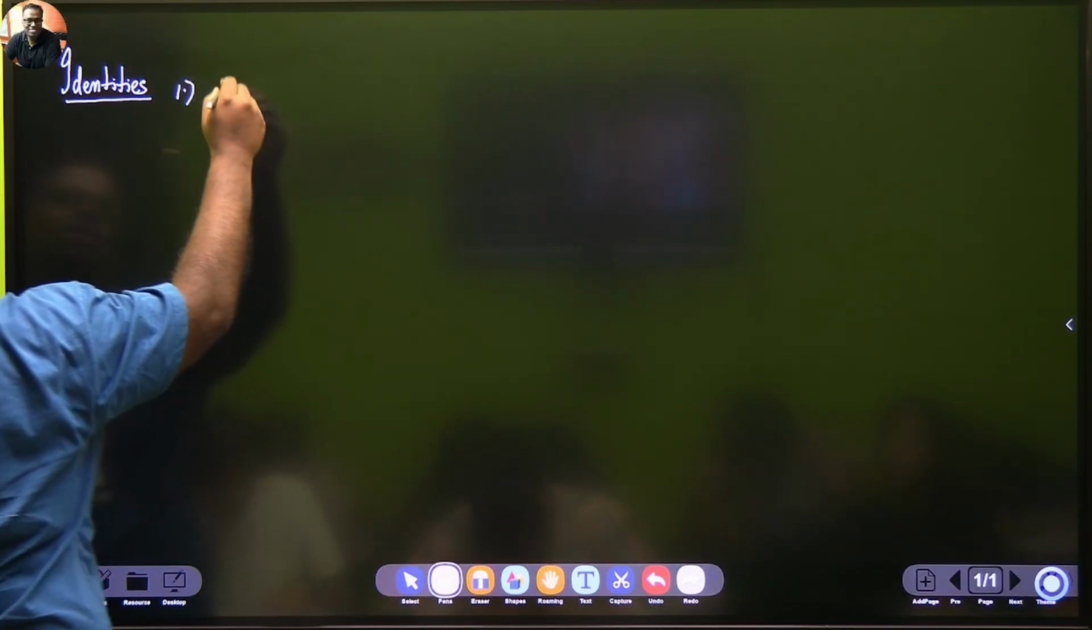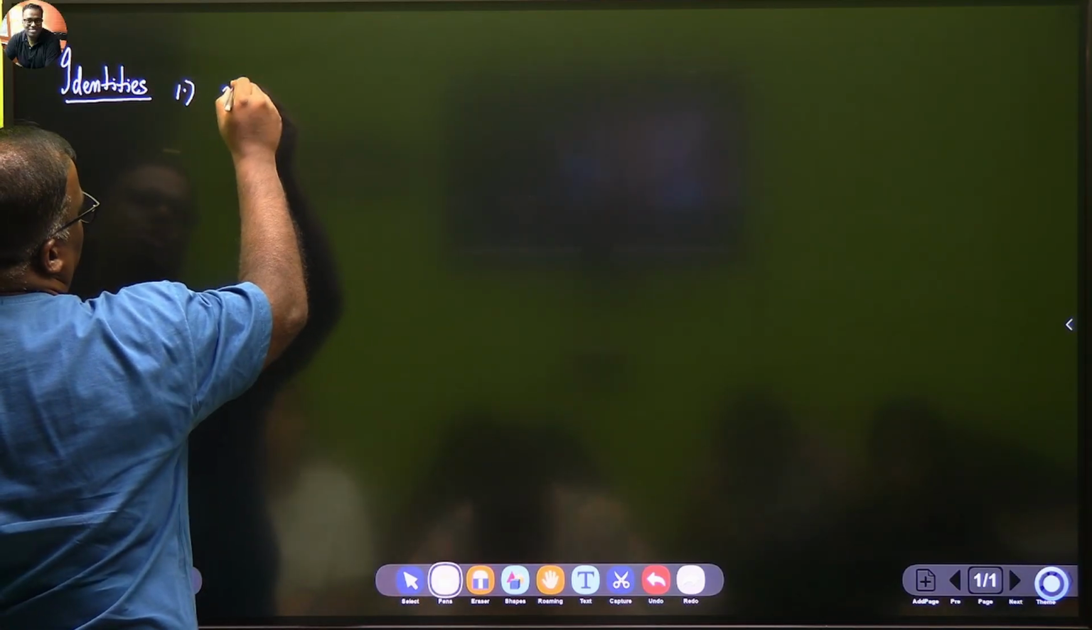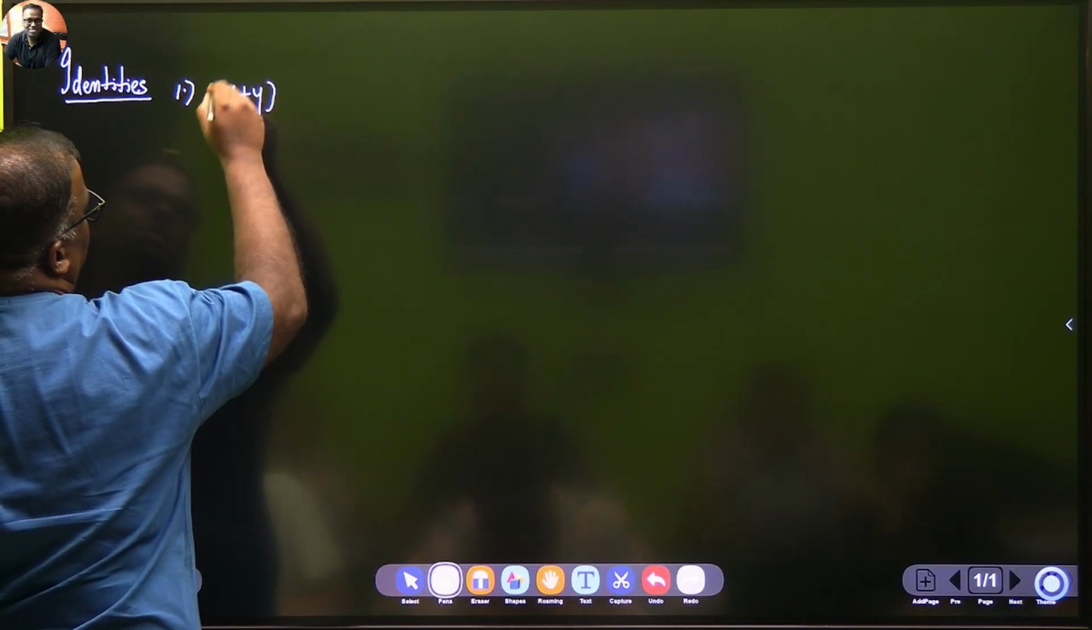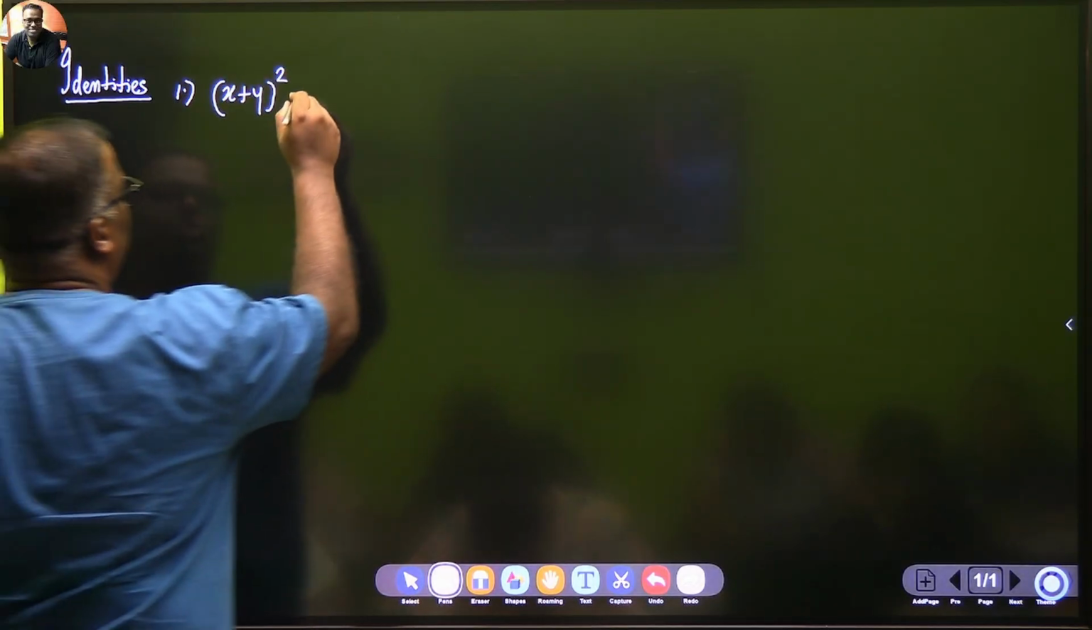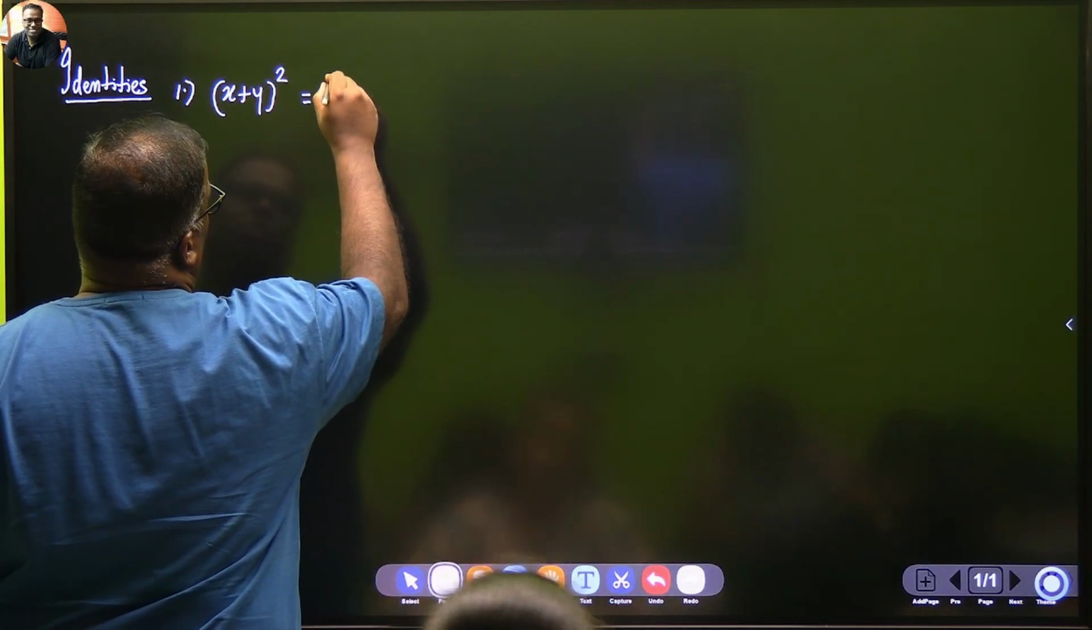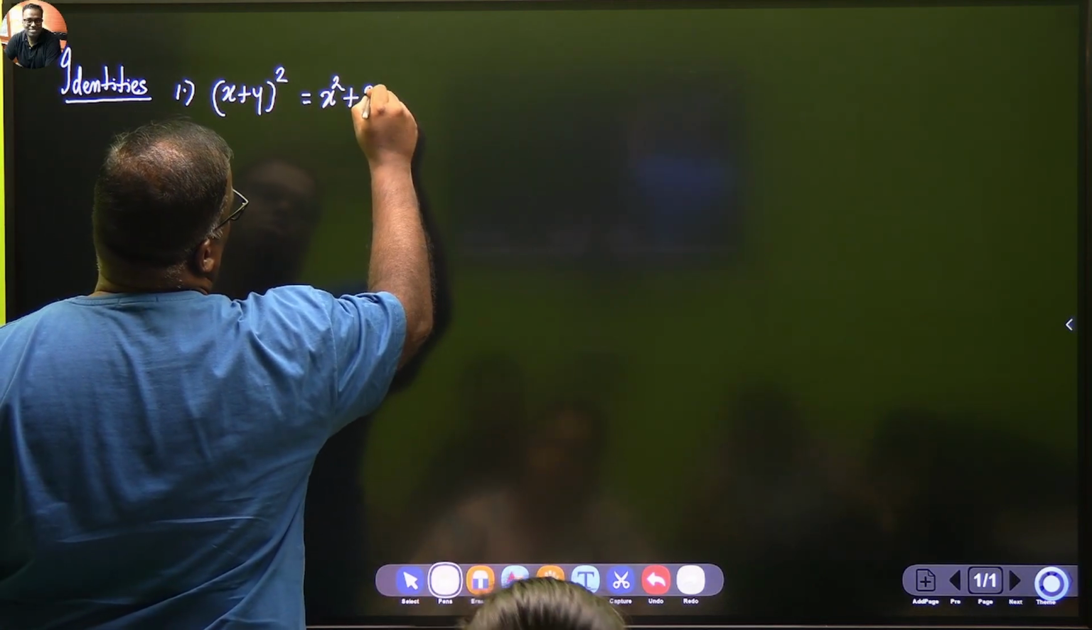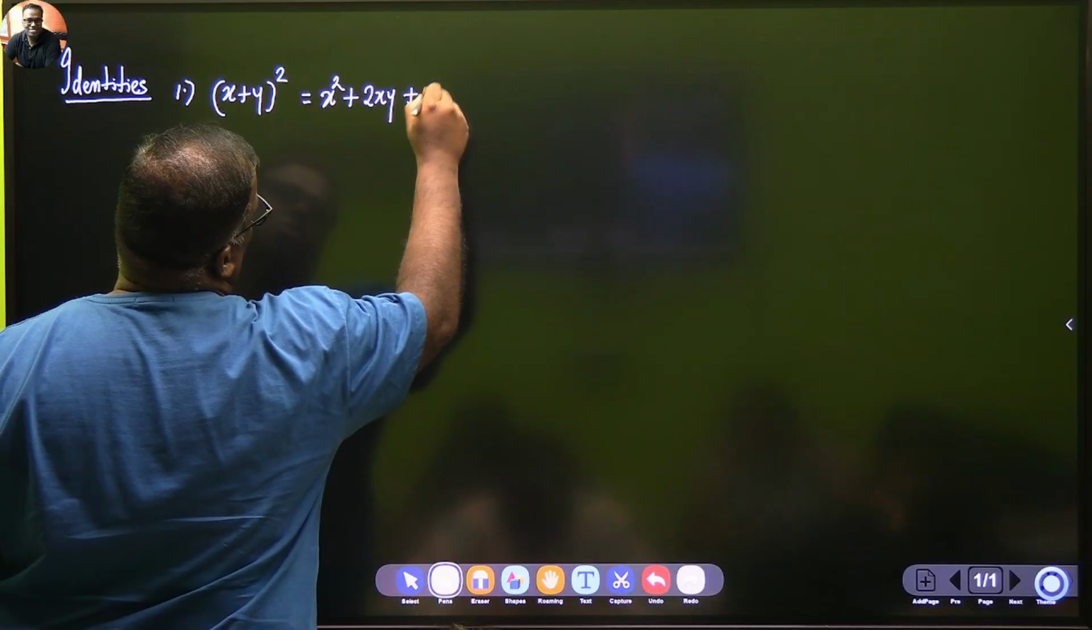First identity. So you have learned it by x plus a plus b. So here it is mentioned as the square identity, x plus y whole square. Okay, I hope you know this from grade 8. This will be x square plus 2xy plus y square.